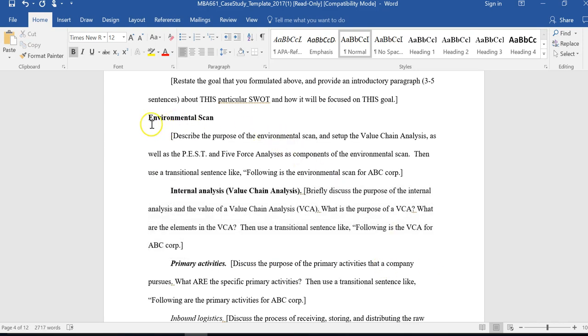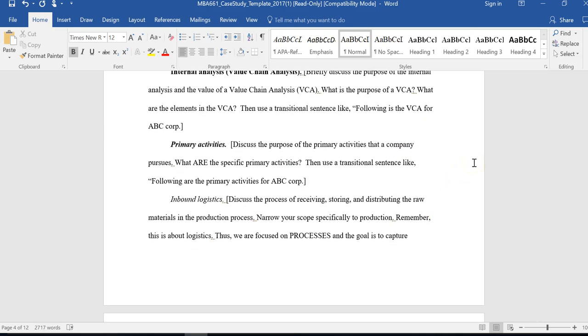Like I said before, we're going to use the essay method that we were talking about, this three-step method. An environmental scan is, for the purpose of this analysis, going to include those elements, and following is the environmental scan for ABC Corp. The internal analysis is looking at the things that relate to the company. It includes, for our purposes, the value chain analysis. Then you say the purpose of the value chain is whatever it is, and then what the elements of the value chain are. Then use a transitional sentence like, following is the value chain for ABC Corp.